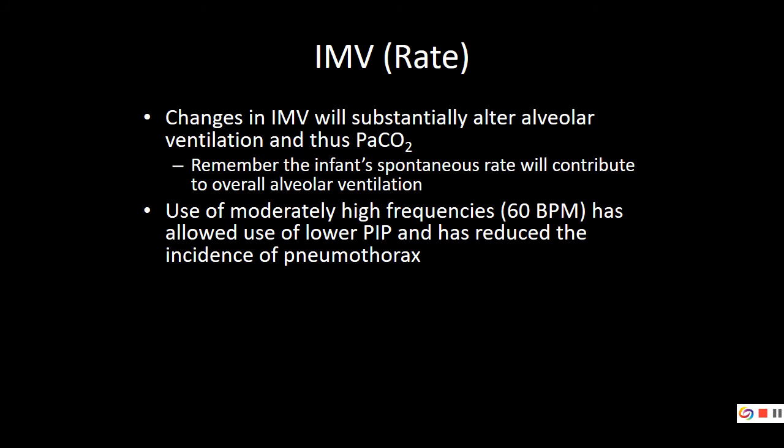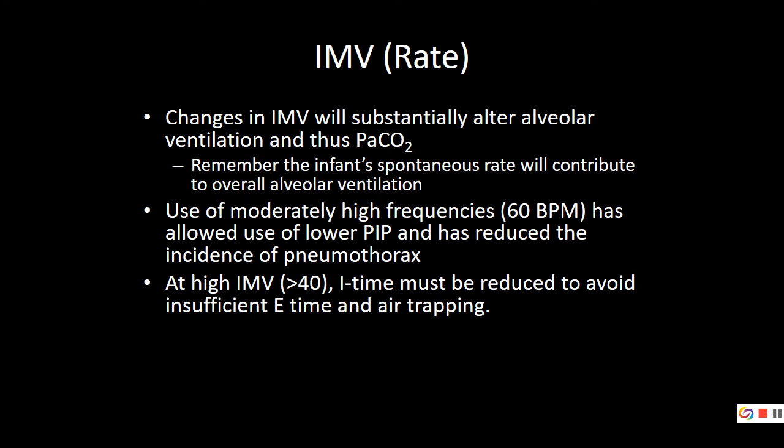When you get to moderately high frequencies of breaths, or 60 breaths a minute, using higher ventilator rates has allowed us to use lower PIPs in the NICU. And that's helped reduce the incidence of pneumothorax.